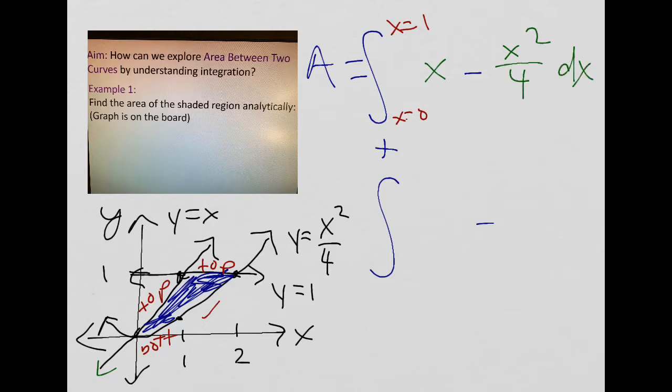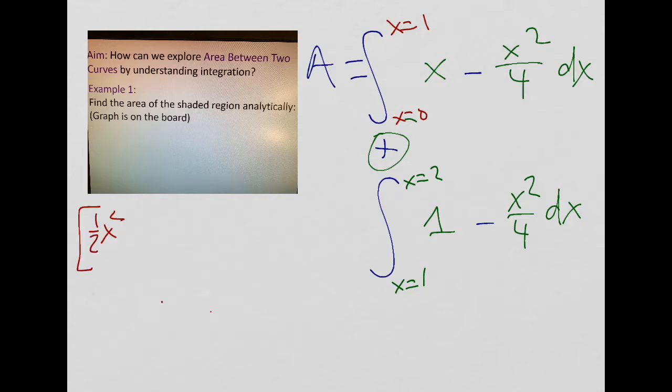So that's set. But we have to add another integral with this because we need to go from x equals 1 to x equals 2 to finish finding our shaded area. And now our top function was just 1, and our bottom function was our x squared over 4. Okay, so keep that in mind for something like this, in example 1, and now we could just evaluate it. So I'm going to do that quickly. And let me know if you have any questions.